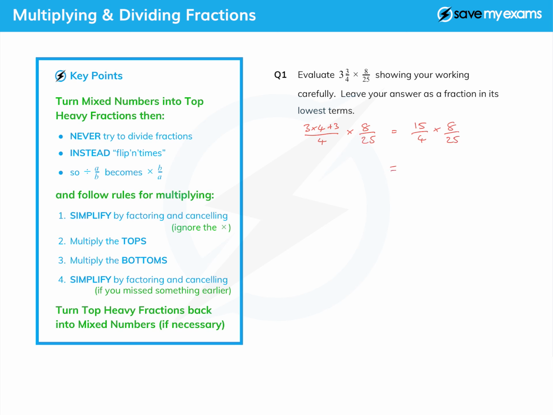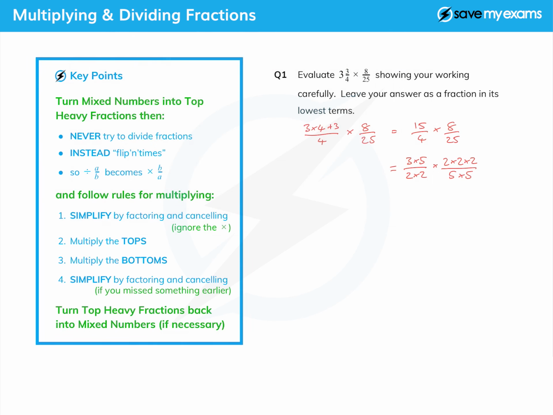And now I'm going to do the rules that I've said here. First thing I'm going to do is simplify by factoring and cancelling. So the first fraction is 3 times 5 over 2 times 2. And the second one is, well, 8 is 2 times 4, or 2 times 2 times 2, and 25 is 5 times 5. Now I can do any cancelling I like here, top and bottom.